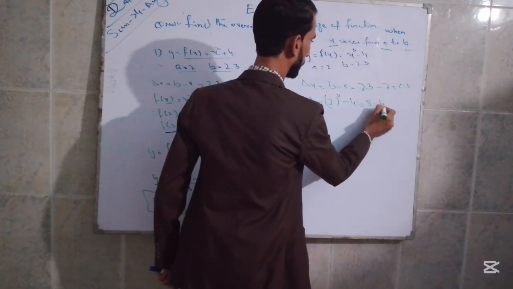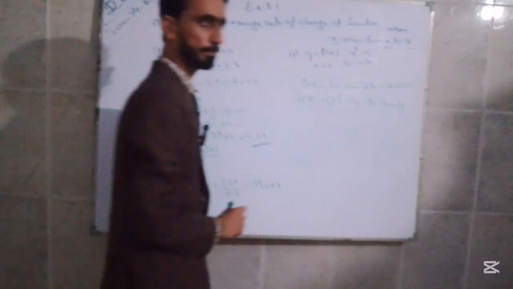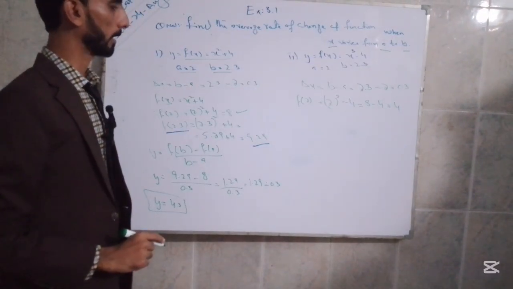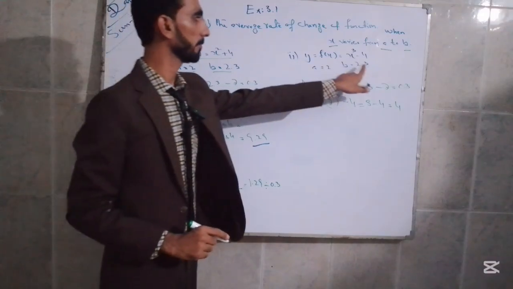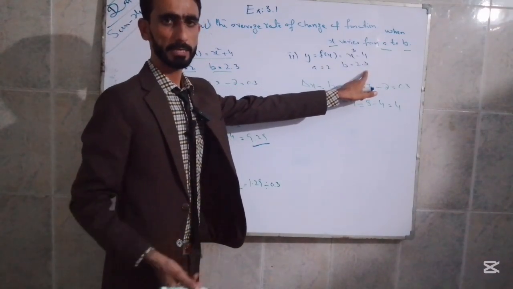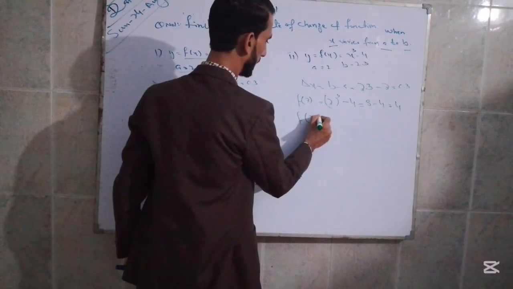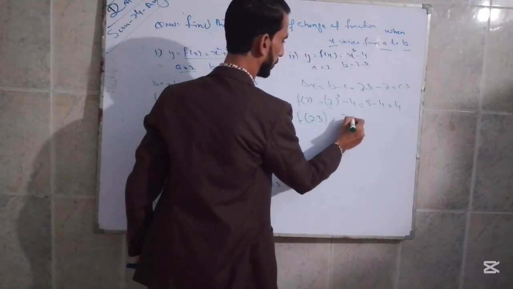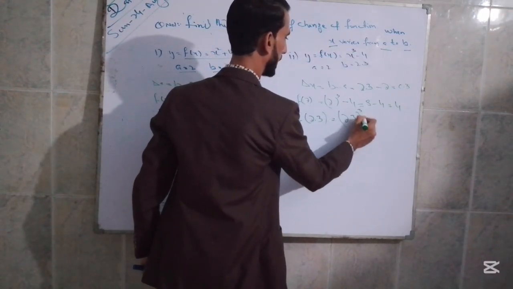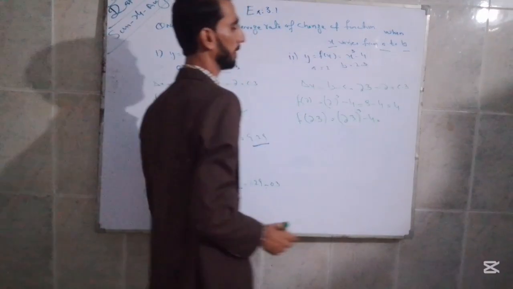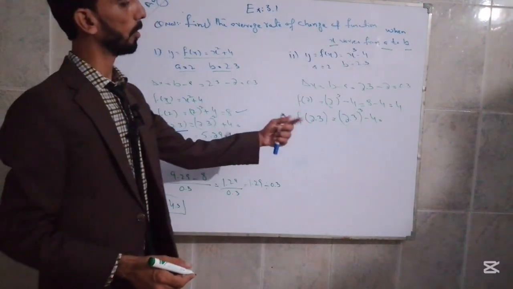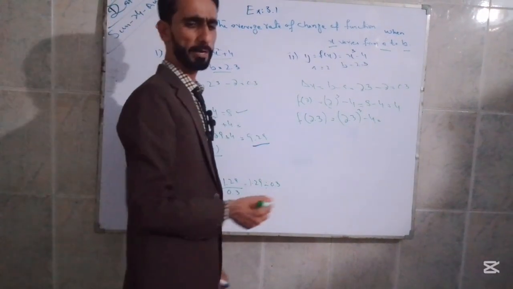So 8 minus 4 is what? 4. Okay, now in the place of x, we put the value of b, 2.3. f of b means 2.3 is what? Here is a cube minus 4. The cube of 2.3 is 12.17.